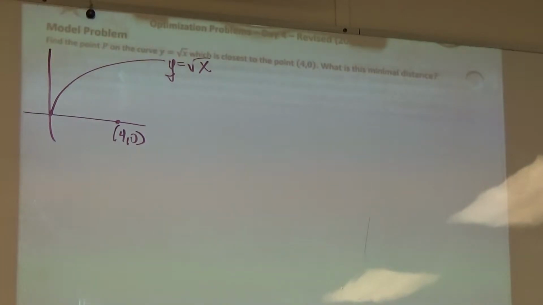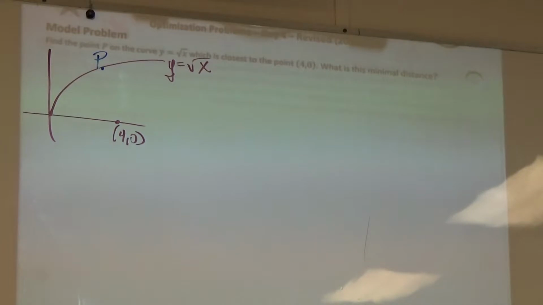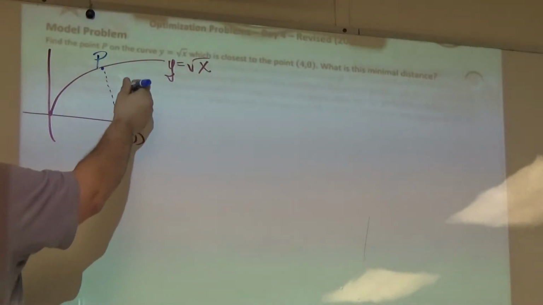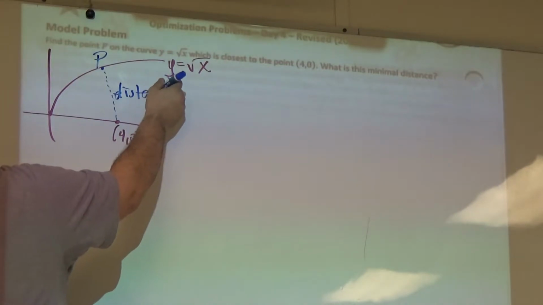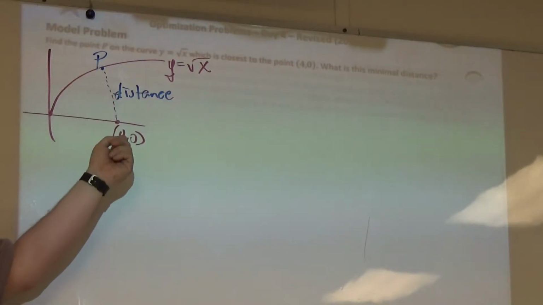There's one thing, and only one thing, you know about point P. Isn't the curve white? It's on the curve. It is someplace on that curve. What I want to minimize is that distance. I want that distance to be small. How am I going to figure that out?